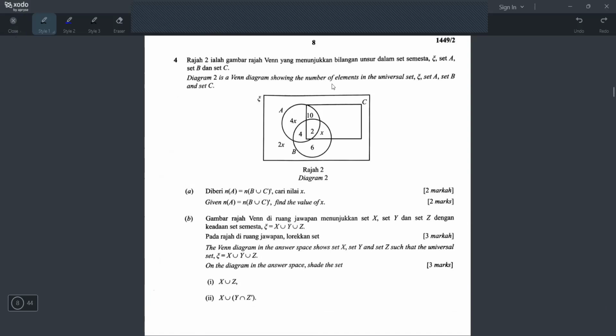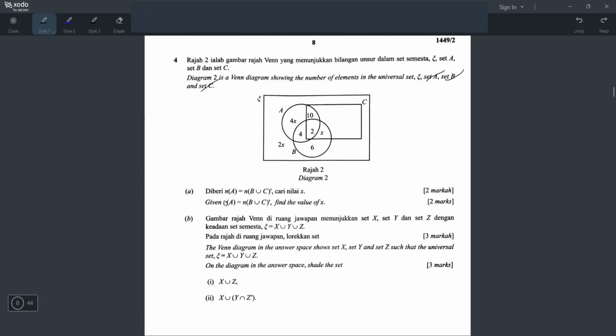Diagram 2 is a Venn diagram showing the number of elements in universal set A, set B, set C. If you look carefully, they never put a dot beside the number. It means all these numbers represent the number of elements, right? Because if they put a dot, then it means it's an element. But if they never put a dot beside, then this is the number of elements, right?